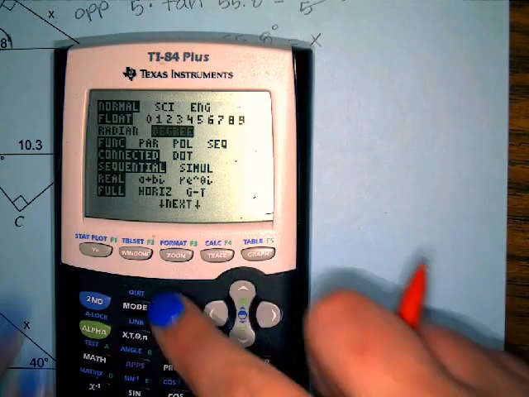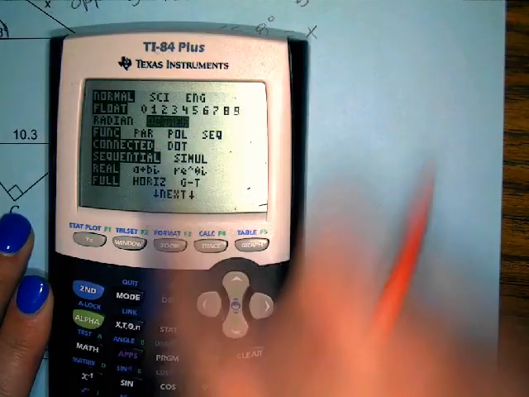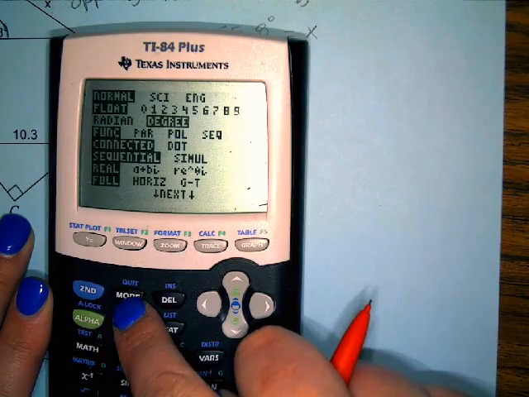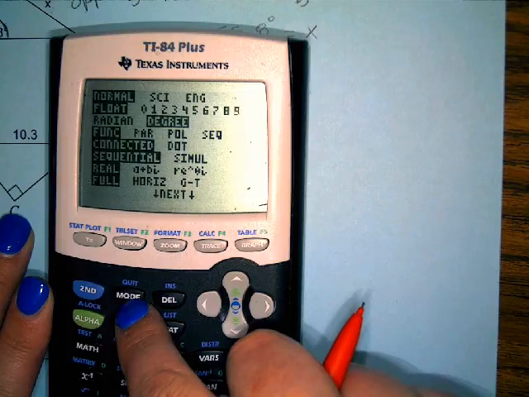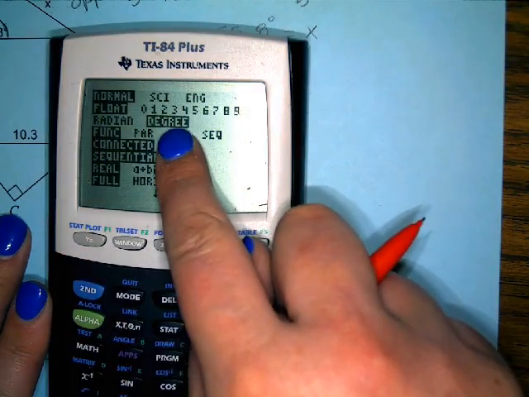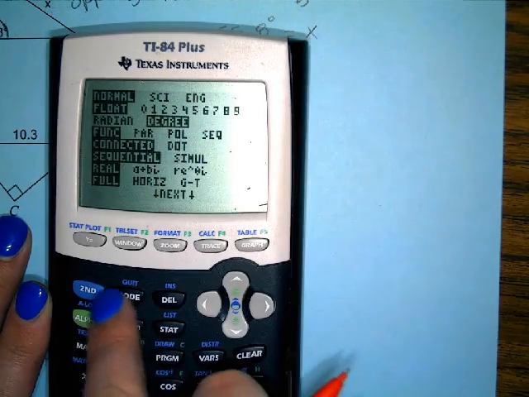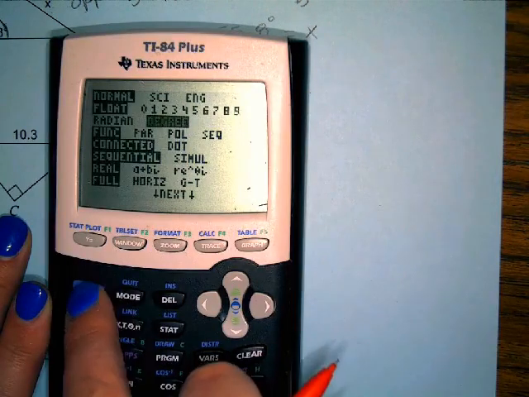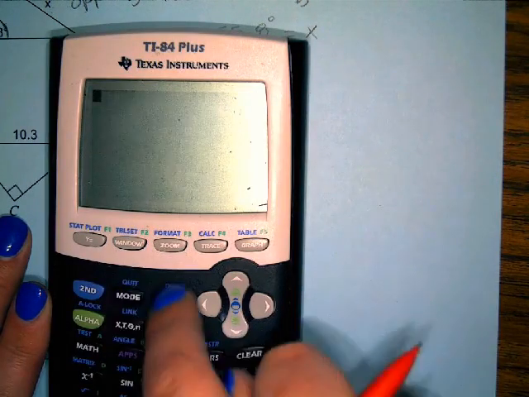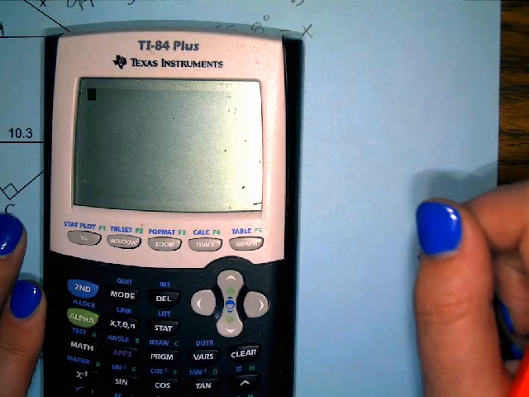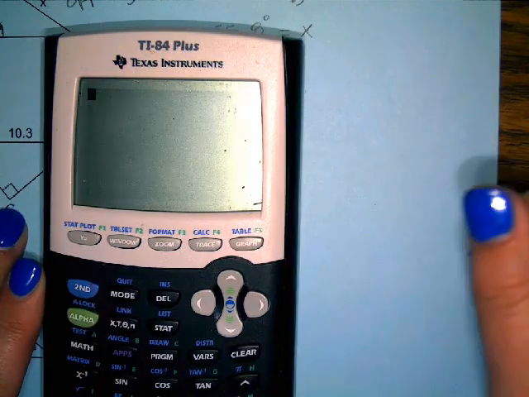Okay, now to get there, we hit the mode button right by the blue button, and then we press down and over to where it was blinking on degrees, and we pressed enter. And now to get out of that and get back to the calculating screen, we hit second quit. Second quit. Now we're back to the regular screen. Clear does it too.